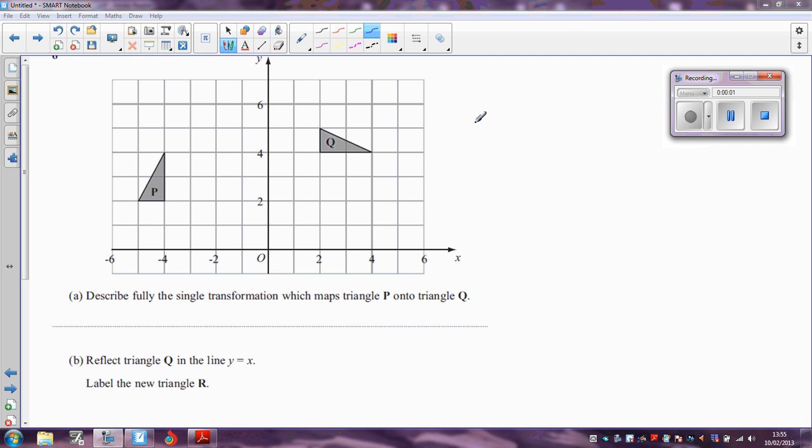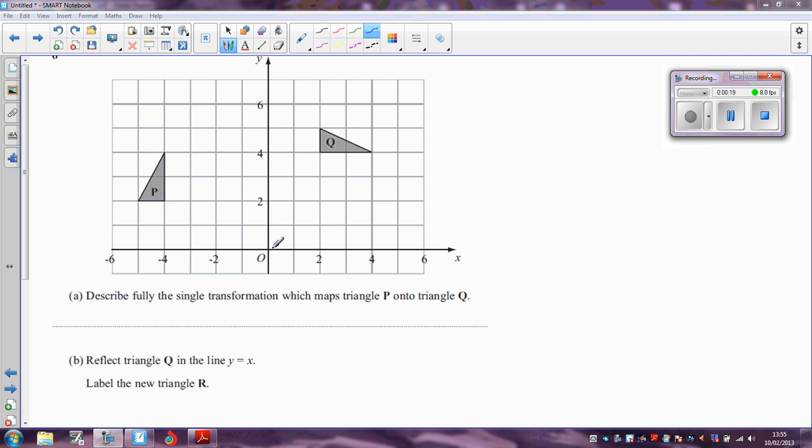Okay, there are 4 transformations we could choose from here to go from P onto Q. It's clearly not a translation because Q would look the same as P, so it's definitely been turned over. It's not a reflection, and it's certainly not an enlargement because the shape is the same. So it must be a rotation.